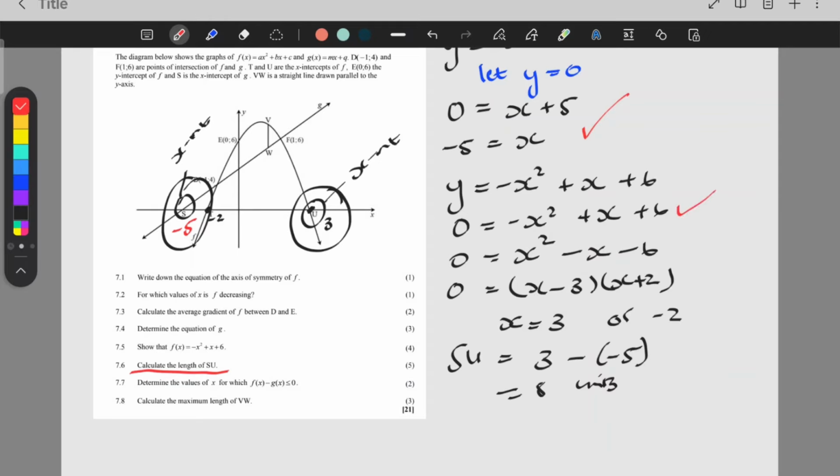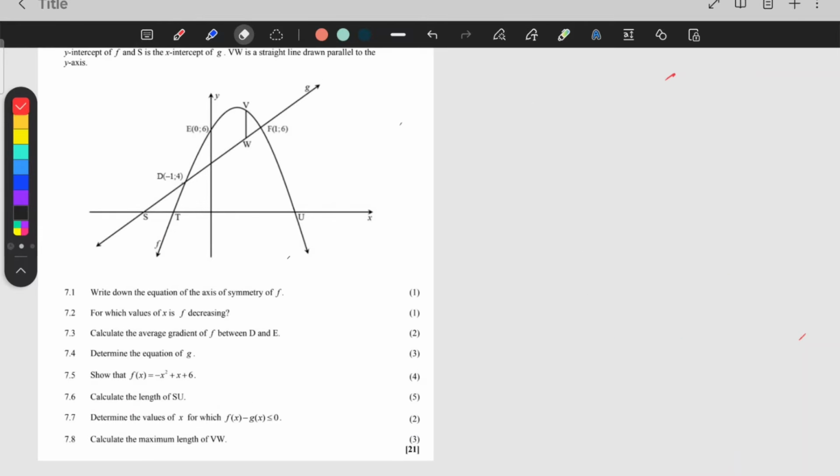Making that equal to 0, the factors, choosing the correct answer, and then for your final answer. That's how you get 5 marks for this question. Okay, next question, 7.7 says, determine the values of x for which f of x minus g of x is less than 0. So let's write that down.